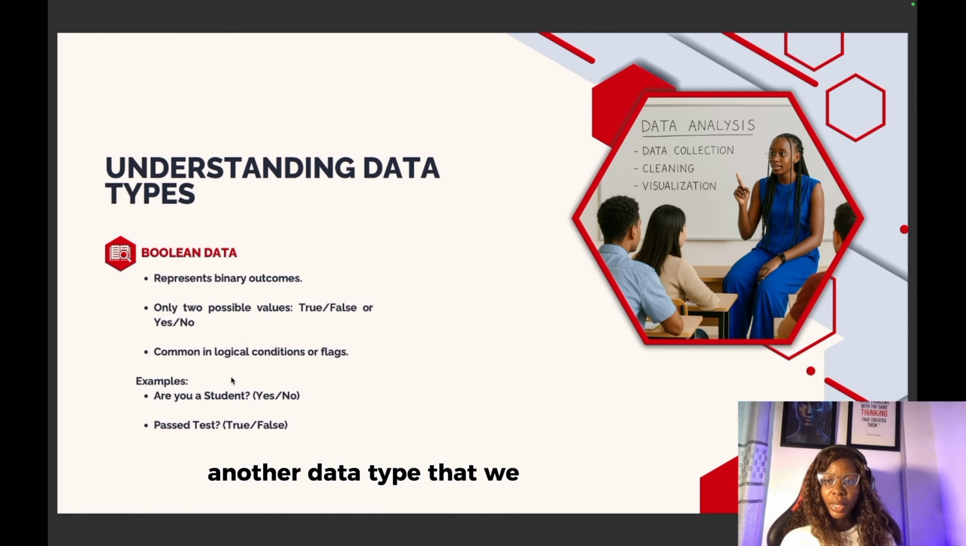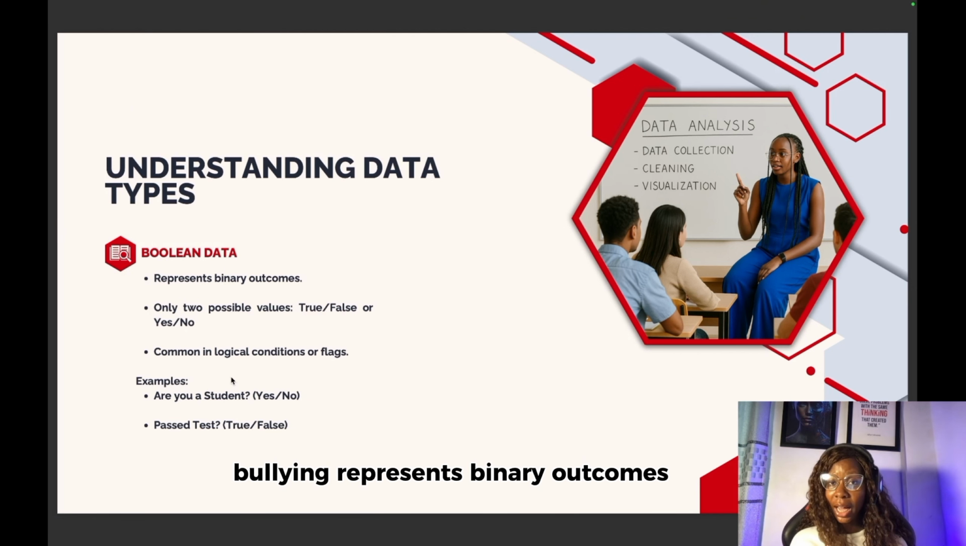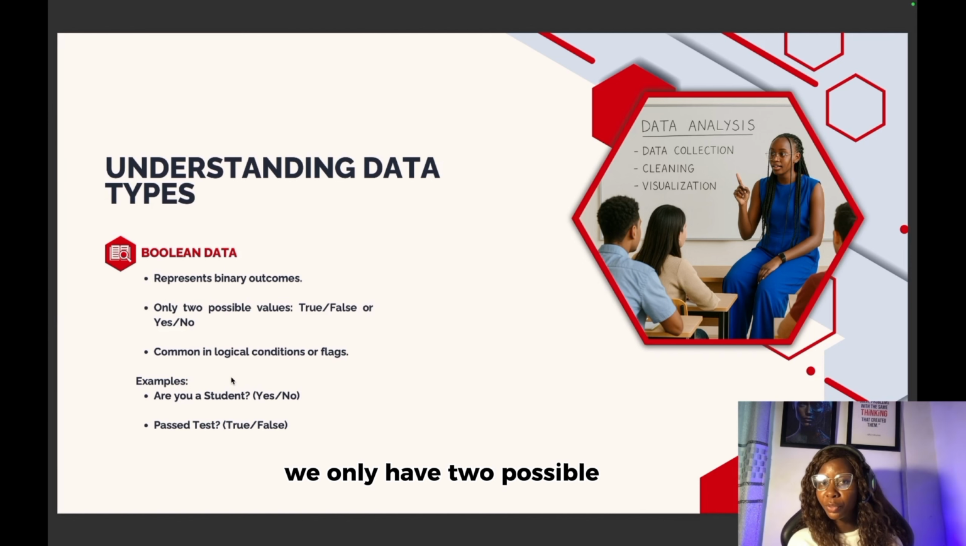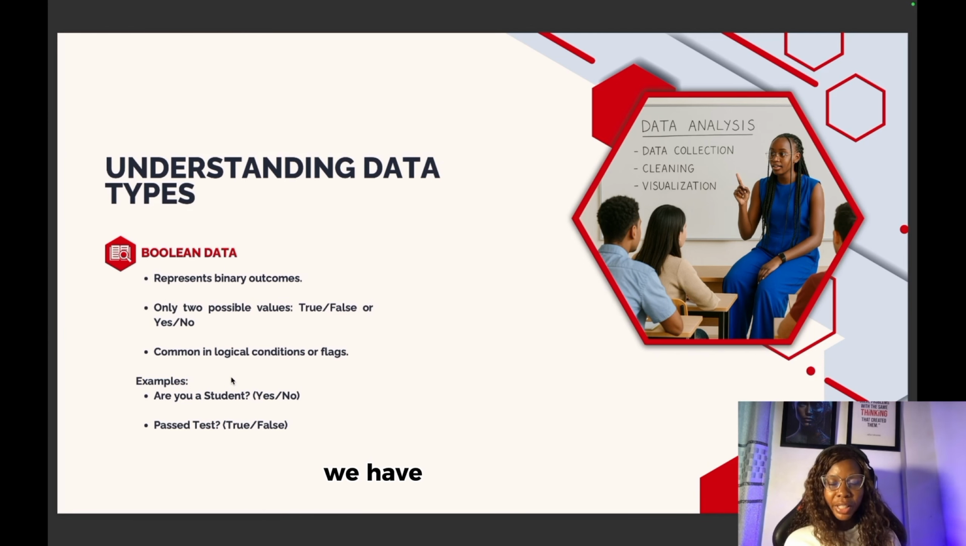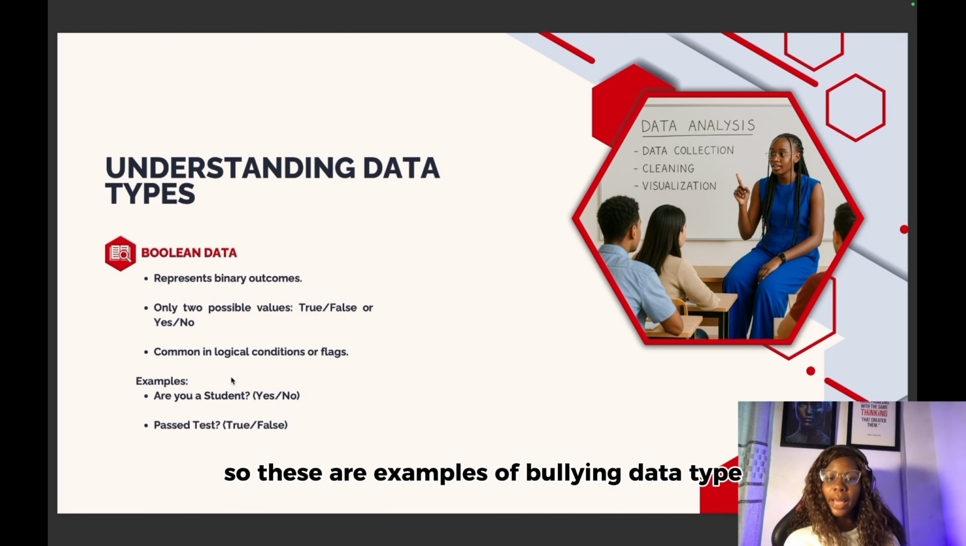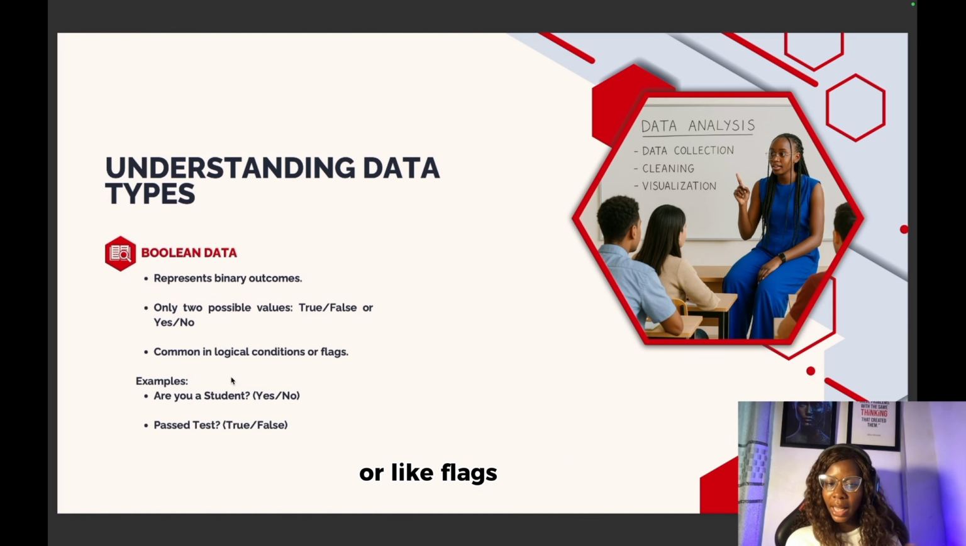Another data type that we have is the Boolean data type. So what do we mean by Boolean data type? Boolean represents binary outcomes. We only have two possible values as our result. It's either we have true or we have false, we have yes or we have no. So these are examples of Boolean data type, and it is common in logical conditions or flags.